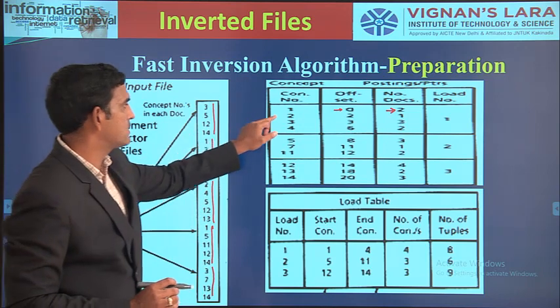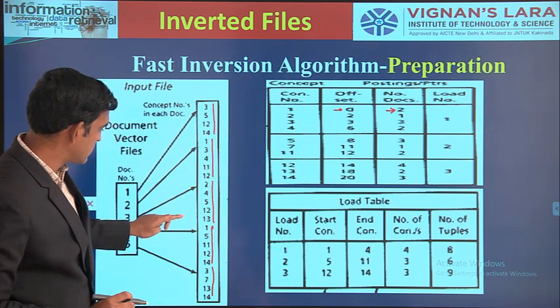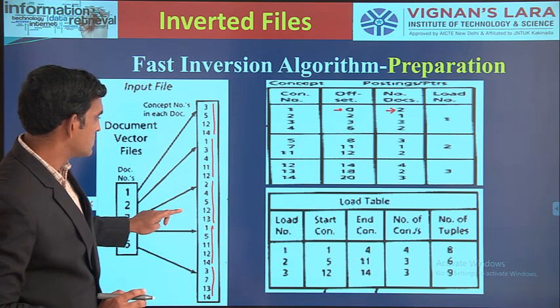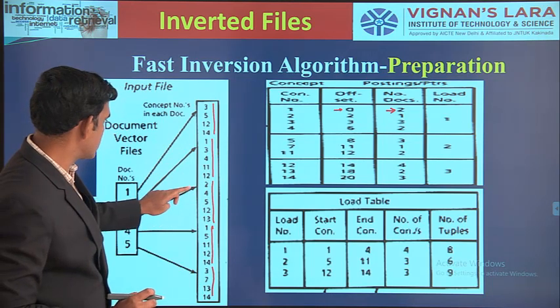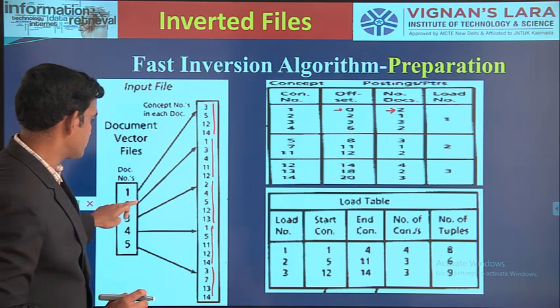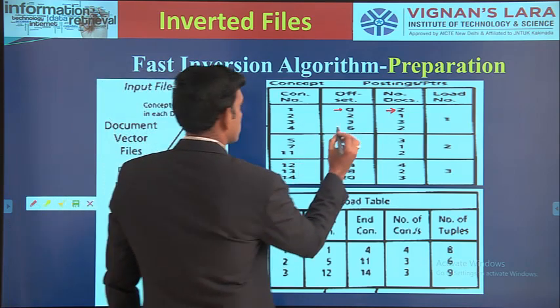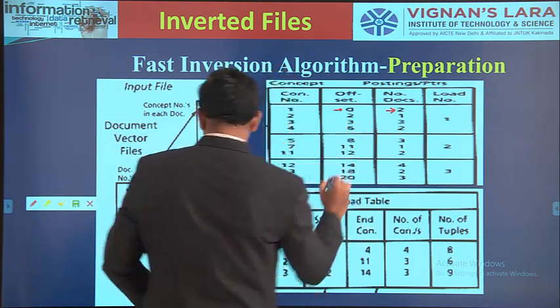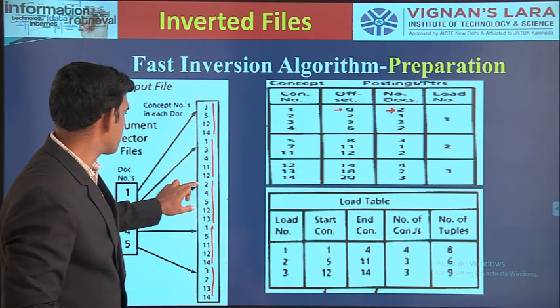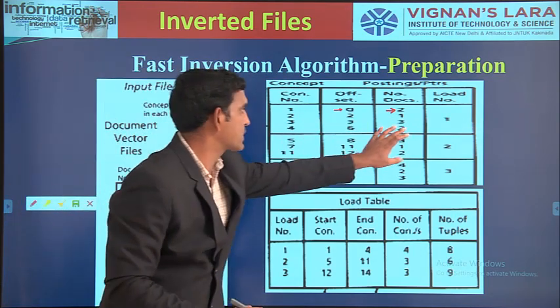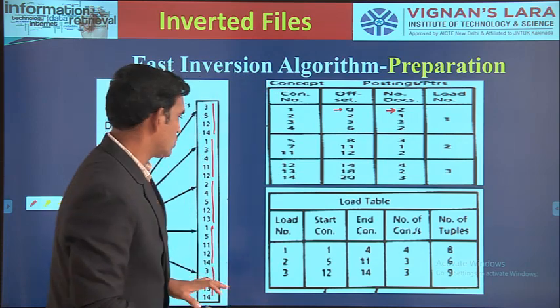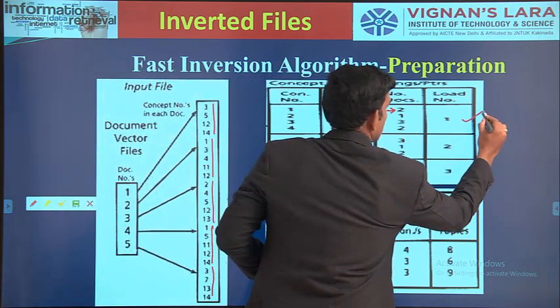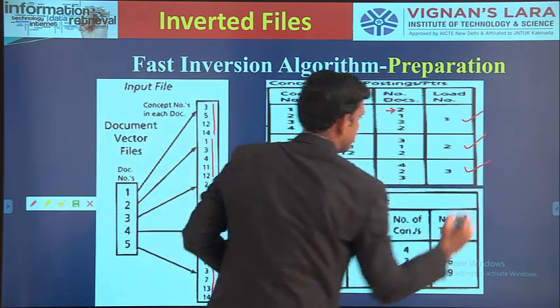In the similar manner, the second concept, where is the second concept? The second concept is also present here, in the third document, with the second offset number. So we'll be taking this particular thing and we'll be creating one load. So we'll be creating 3 different loads.